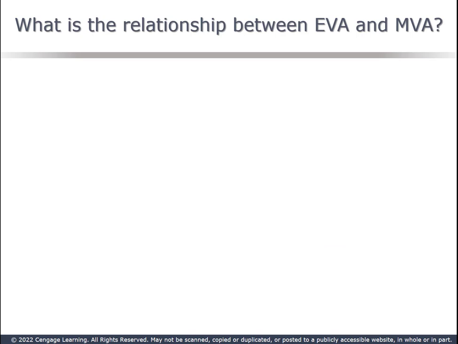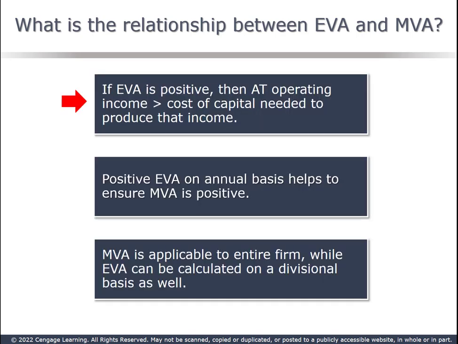MVA and EVA are related. If EVA is positive, then the firm is earning more than the cost to produce that income. Positive EVA annually ensures a positive MVA. MVA is applicable to the whole firm only, but EVA can be calculated for a division or a subsidiary, so it can be used for annual performance evaluations.